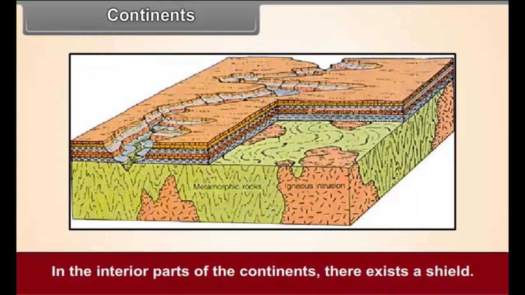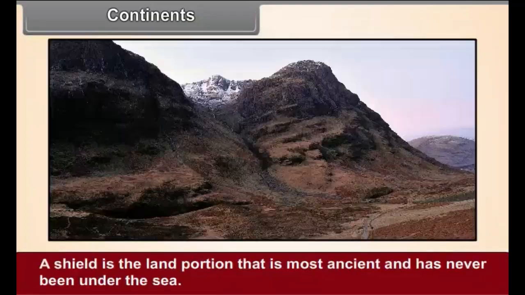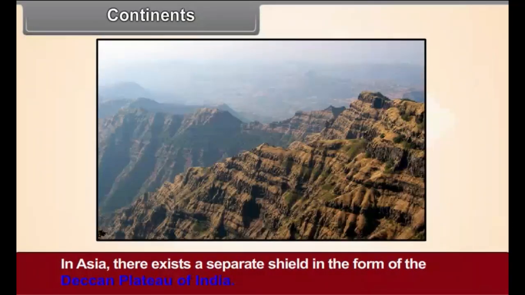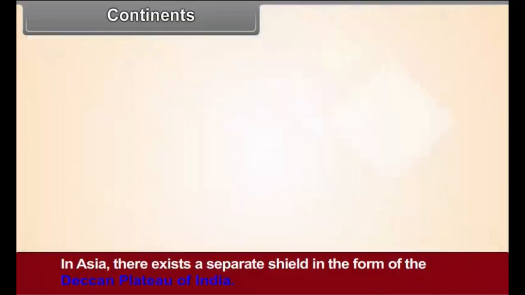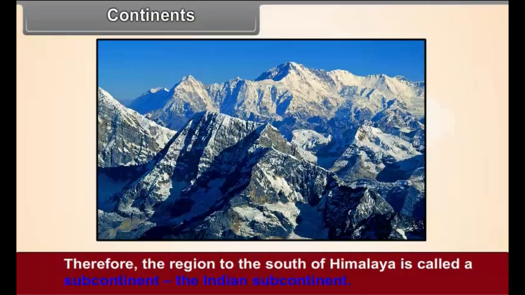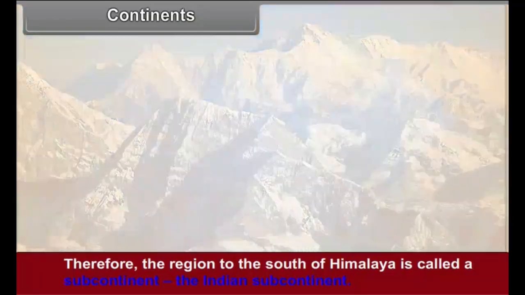In the interior parts of the continents, there exists a shield. A shield is the land portion that is most ancient and has never been under the sea. In Asia, there exists a separate shield in the form of the Deccan Plateau of India. Therefore, the region to the south of the Himalaya is called a subcontinent, the Indian subcontinent.